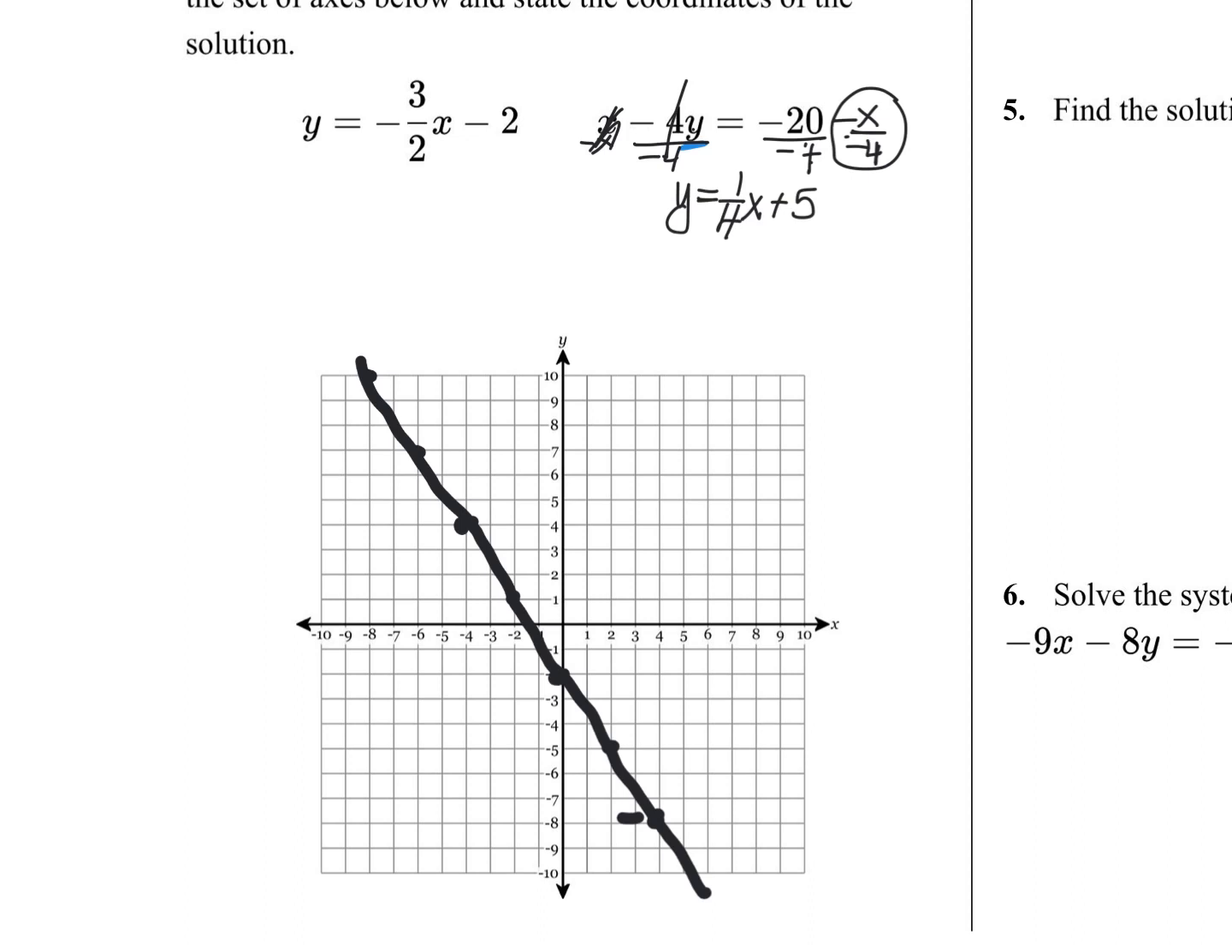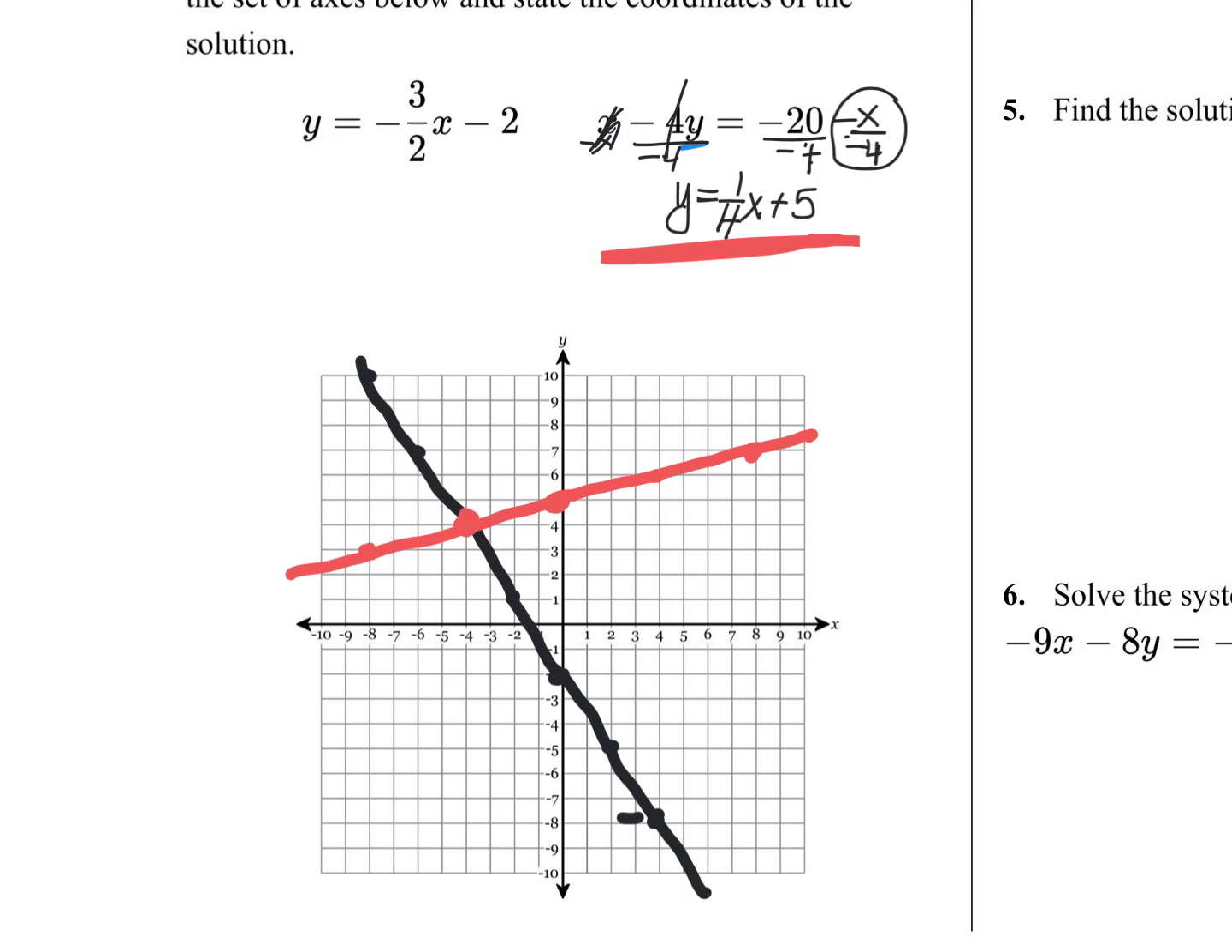All right, for this equation, my y-intercept is 5. And my slope is 1 over 4, so I'm going to go up 1 to the right 4, up 1 to the right 4. Then I can do the opposite, go down 1 to the left 4, down 1 to the left 4. So now my line's here.